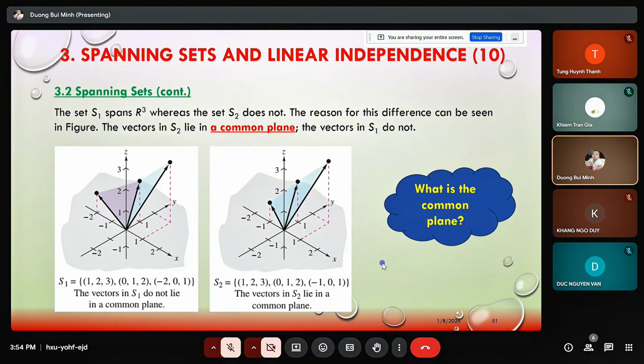Here we have the set S1 and the set S2. The question for you: show whether S1 is a spanning set or S2 is a spanning set, and why?